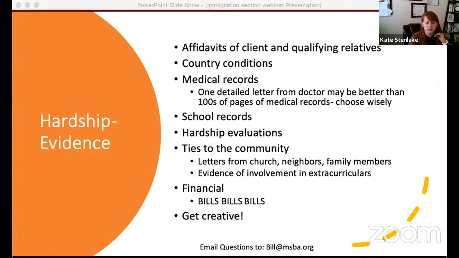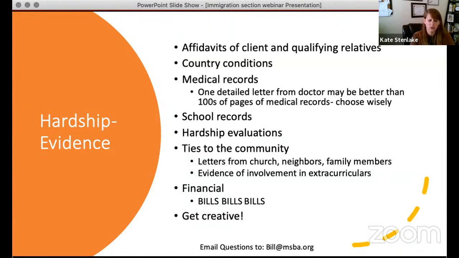You'd also want to show evidence of involvement in extracurriculars, especially if you have children. If they're on the soccer team and the debate club and chess club, and those are things that they would not be able to do in the home country, that is hardship.